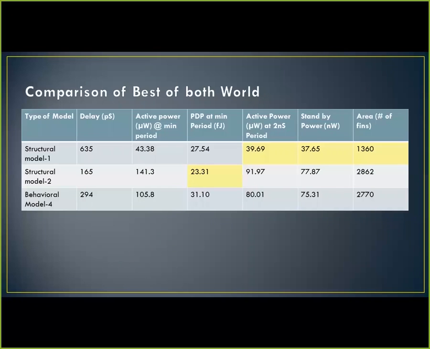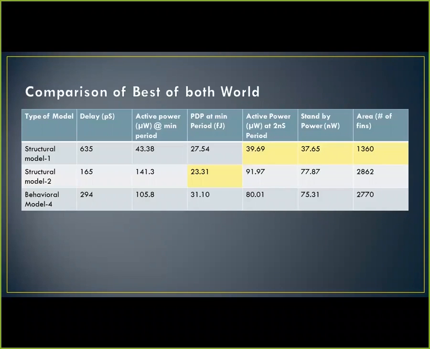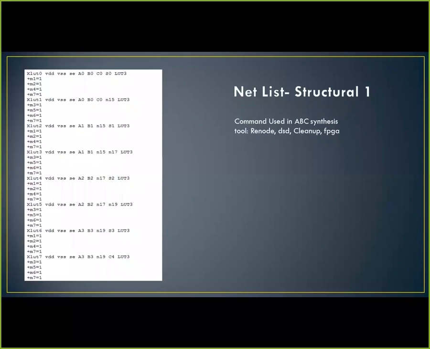Okay, so for the structural model, these are the netlists which we have used here. In ABC, after synthesizing with PCR, we use ABC to optimize our netlist even more. We use the Renode, DSD, and cleanup commands to optimize our design. This is the netlist which we got, and we have 8 LUT3, with which we got our area to be 1360, which is significantly low according to us.